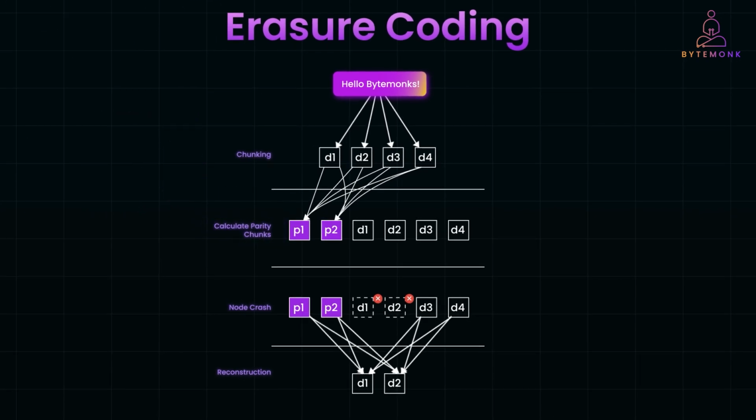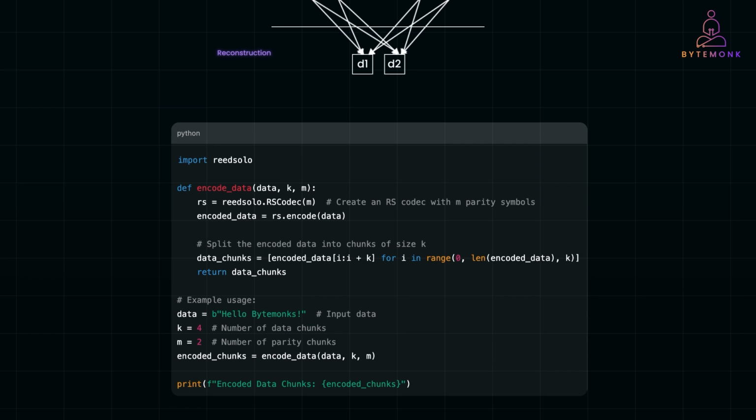This approach is widely used in modern cloud storage systems, including AWS S3, Azure Blob Storage, and Google Cloud Storage, where durability and cost efficiency are critical. And in this video, we'll break it down with a simple Python example so you can see exactly how it works in practice. So let's dive in.